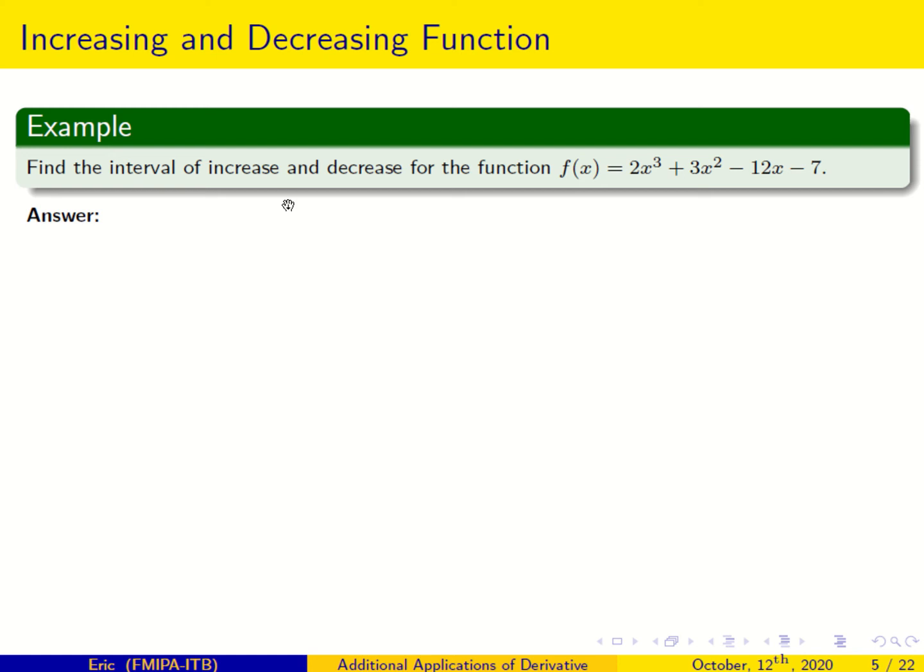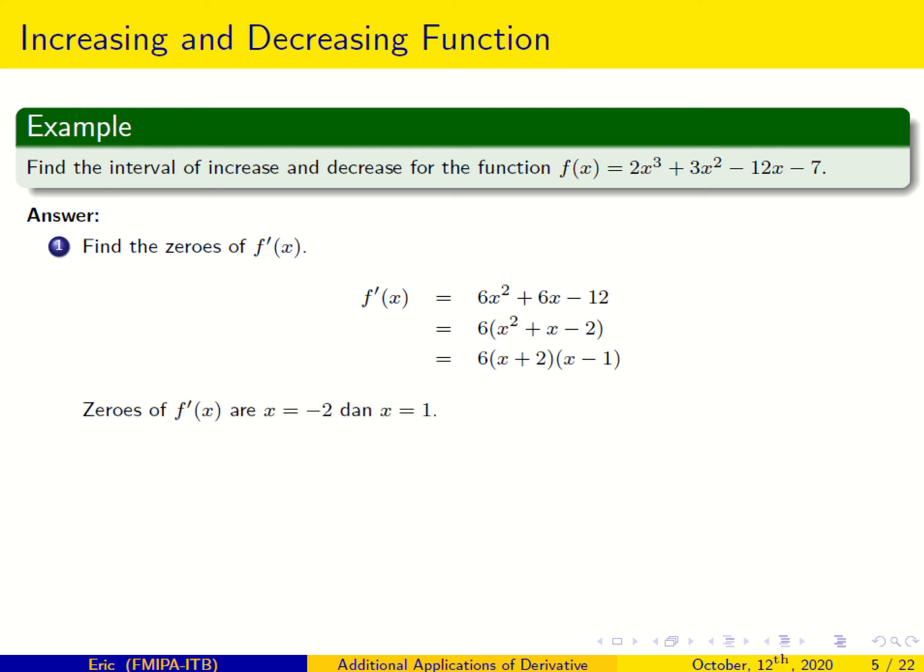Find the intervals of increase and decrease for the given function, or find the monotonicity of this function. We want to find the zeros of f prime. F prime of x is this, and we can factor out 6. Factorize this one, so I have this. So the zeros are given by minus 2 and 1.